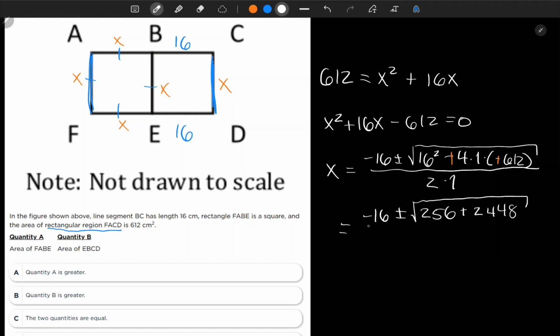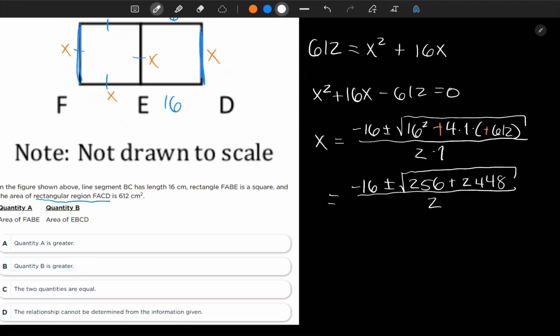I should note that for the quantitative reasoning section on the GRE, you can use a calculator, so you don't have to do all of these calculations in your head. You would just plug it into the calculator on the screen. Then we can add these together, and when we take the square root of their sum, we get that this is equal to negative 16 plus or minus 52 divided by 2.